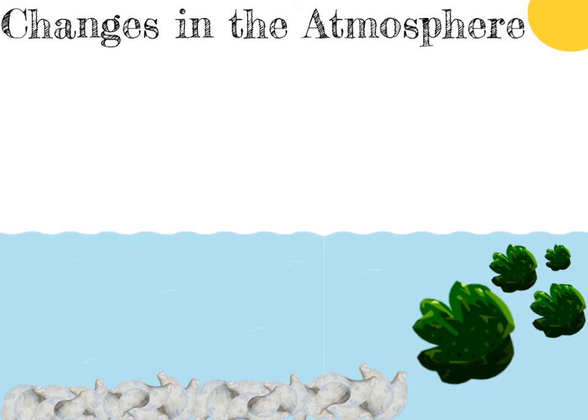Now, as you should know, dead sea creatures on the sea floor, under immense pressure for a long time, can turn into fossil fuels, such as oil and natural gas. So some of the carbon dioxide that was in the Earth's early atmosphere was also eventually locked up in fossil fuels.